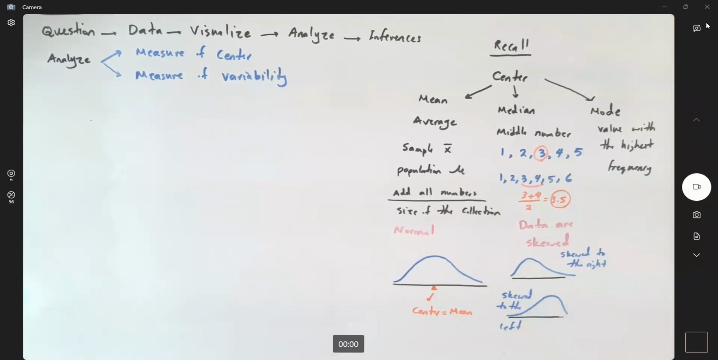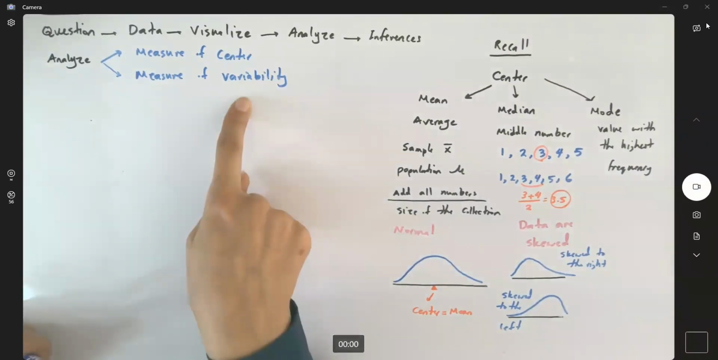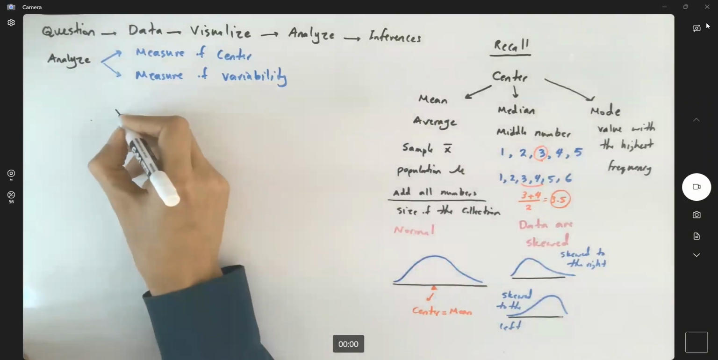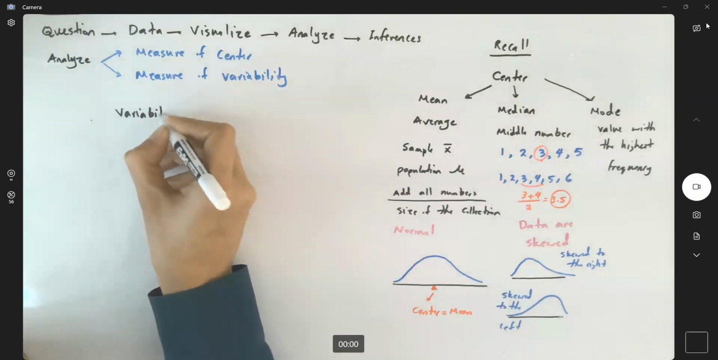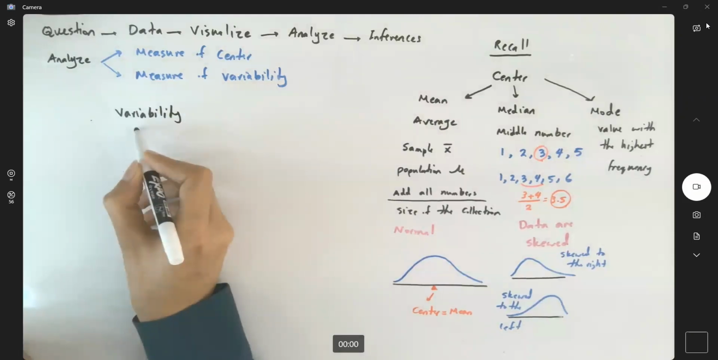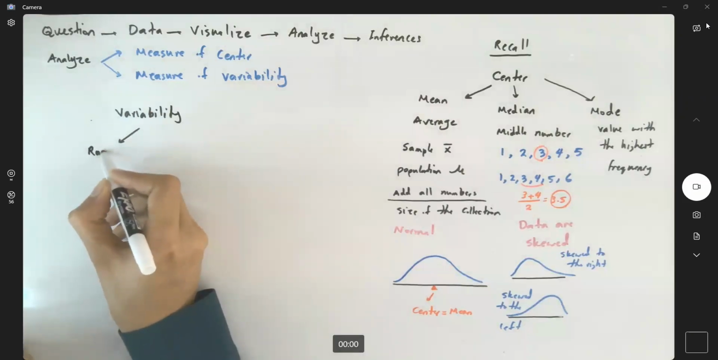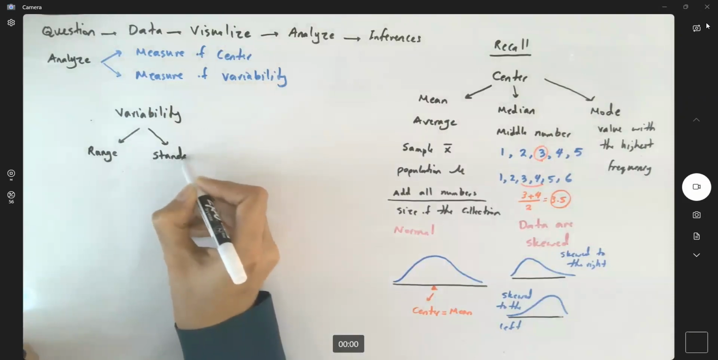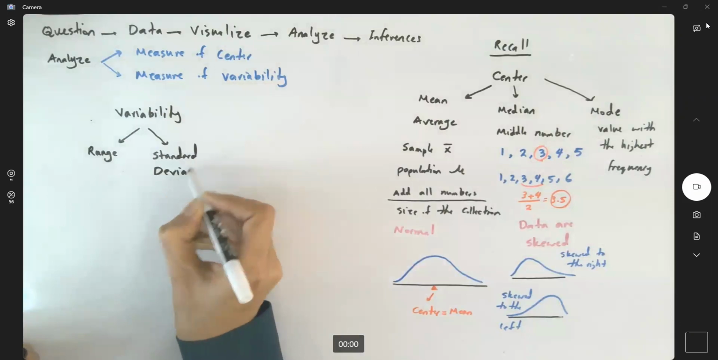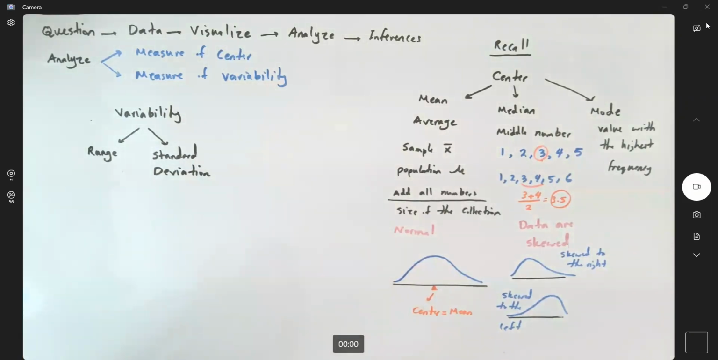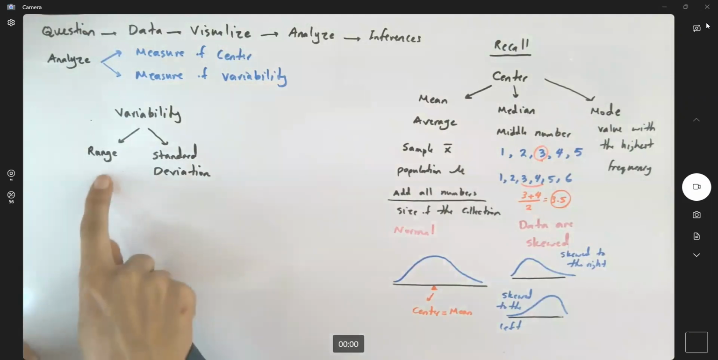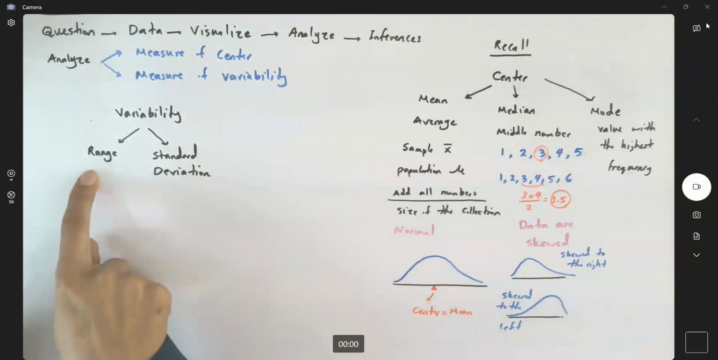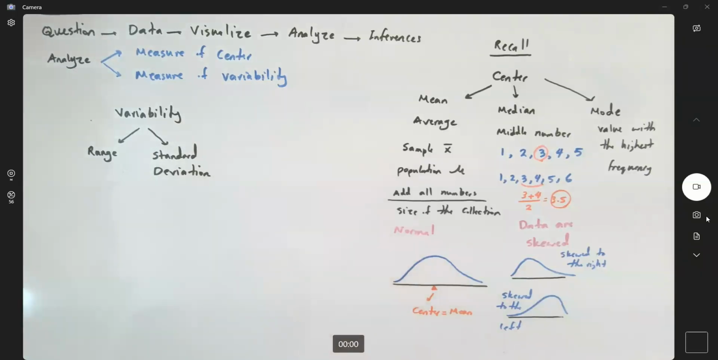Okay, enough with the center. Let us talk about variability. For variability, you can find the range. You can find the standard deviation for your data. The range is easy to calculate. You just need to find the maximum value of the data, minimum value of the data, and then do the subtraction.